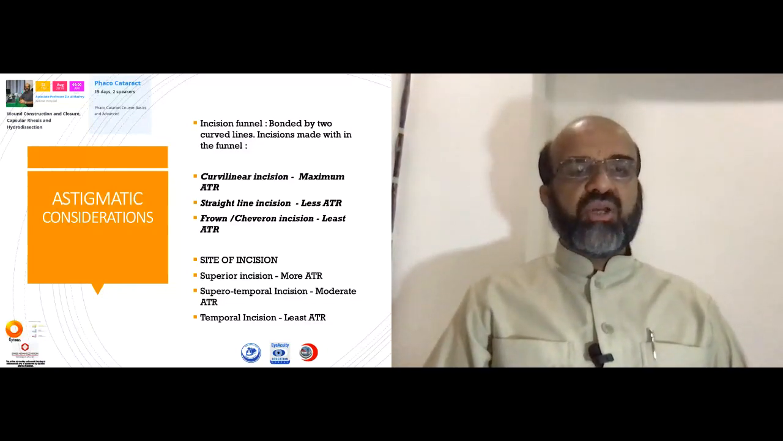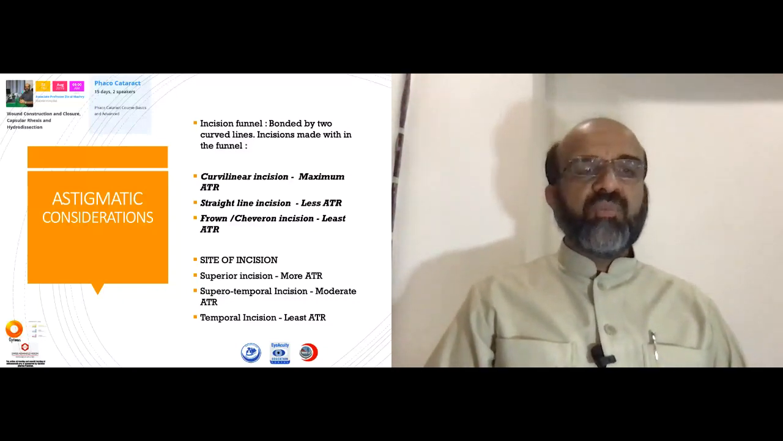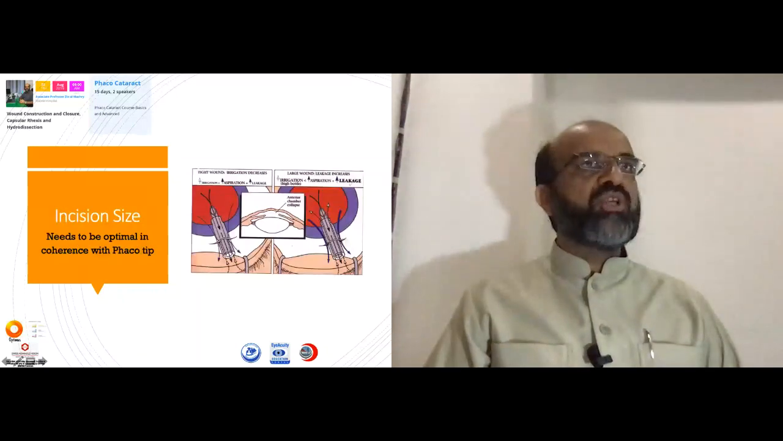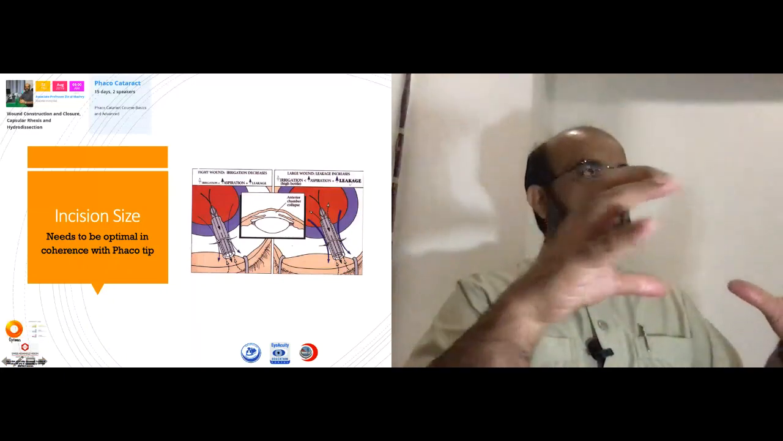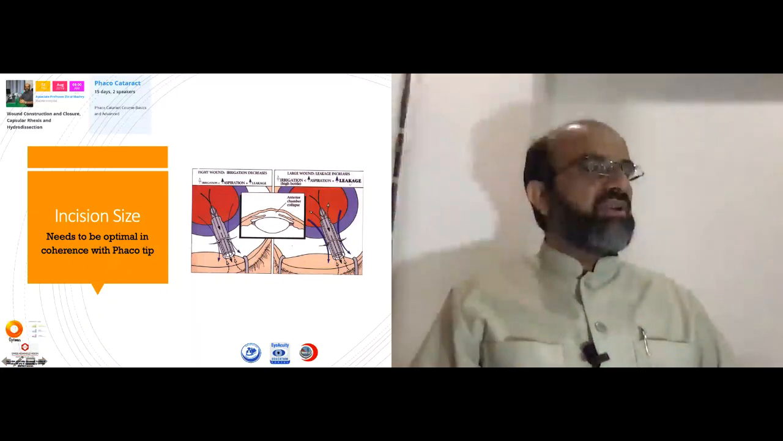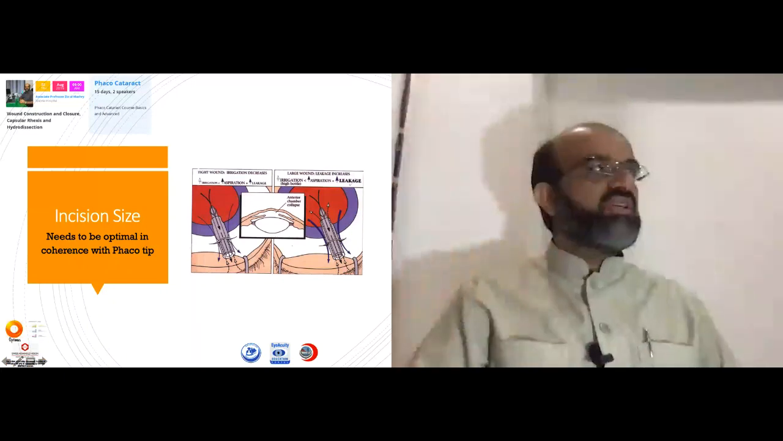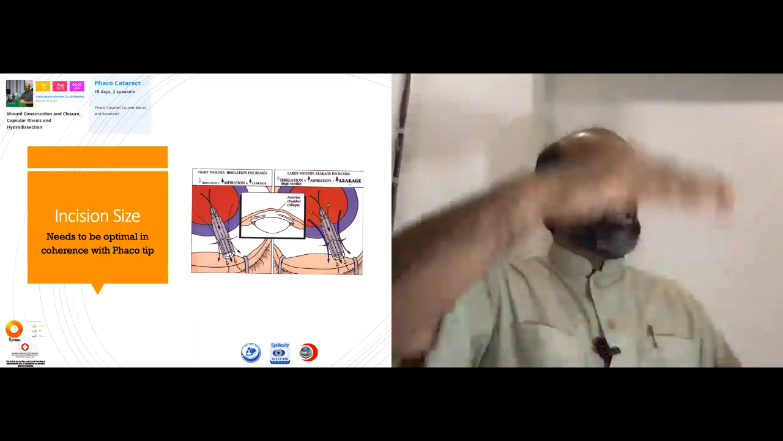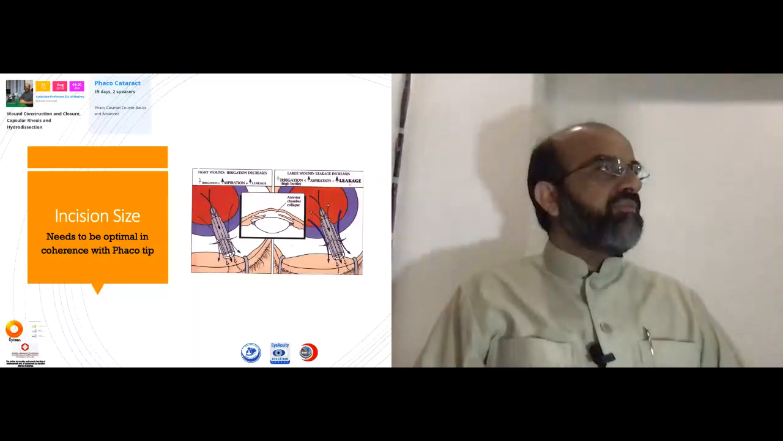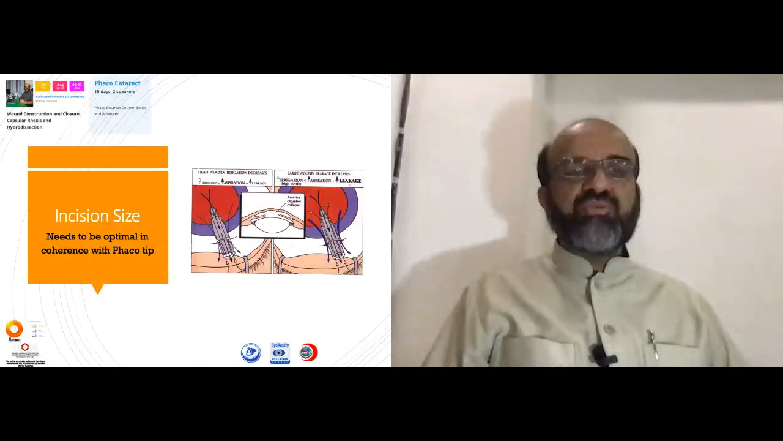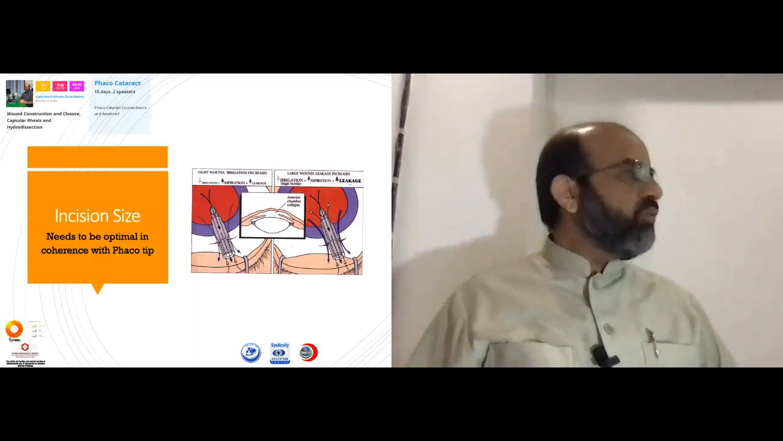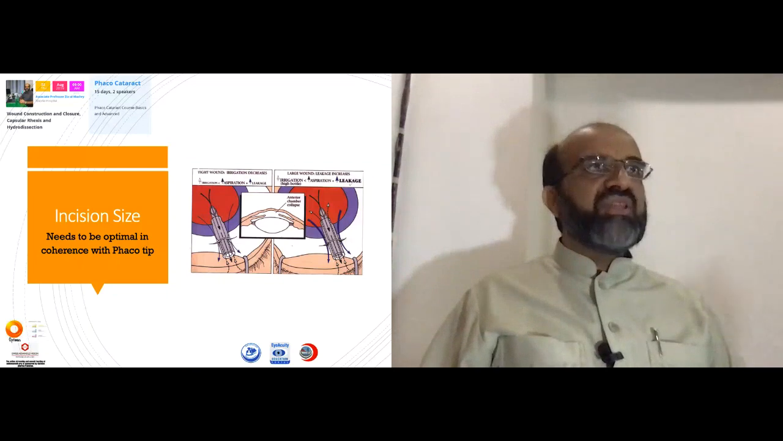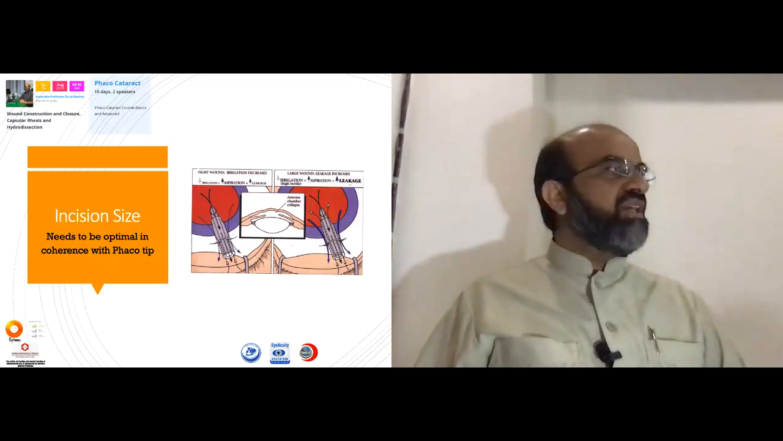Astigmatic considerations we have discussed. Then the incision size needs to be optimal in coherence with the phaco tip as well. Because if the incision is too tight, it will just compress your sleeve and the irrigation line will be bothered, and there will be more chances of anterior chamber collapse and phaco burn because less fluid will pass. And if the incision is too wide as compared to the size of your phaco tip, even then there will be excessive leakage of the fluid.